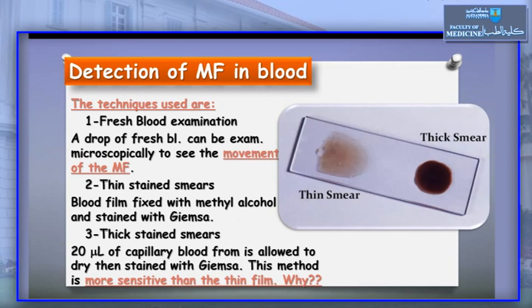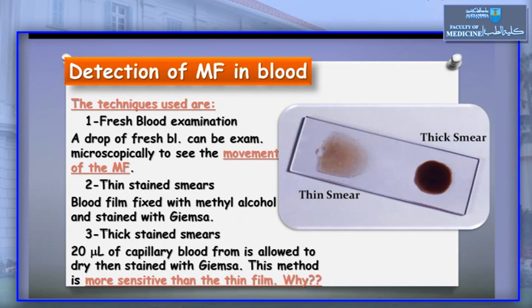For detection of microfilaria in blood, the techniques used can be either obtaining fresh blood to search for the movement of microfilaria, or thin stained smears or thick stained smears. By thin stained smears, we take a drop of blood and put it on a slide, then make the blood film and fix it with methyl alcohol, and stain it with Giemsa.